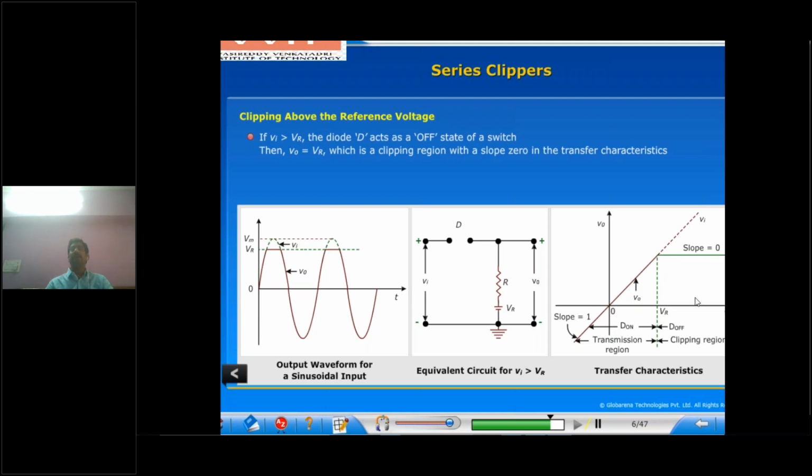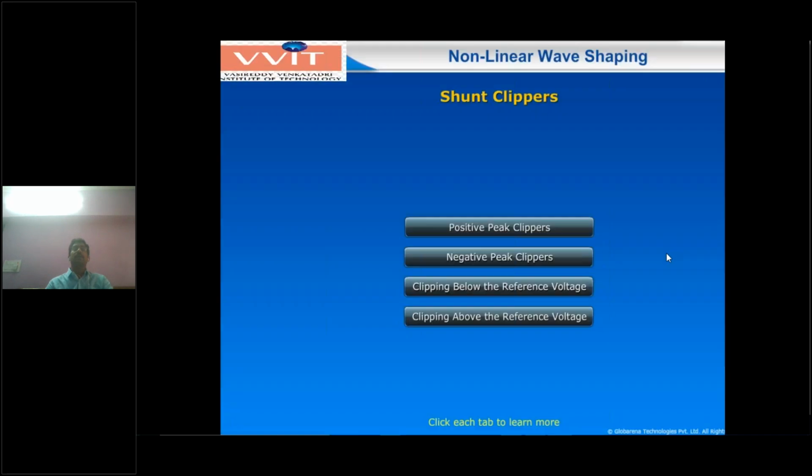And this is called the transfer characteristic curve. The x-axis is the input voltage and the y-axis is the output voltage. Whenever the diode is in the on condition, V0 equals Vi. Whenever the diode is in the off state, that is Vi greater than VR, the slope equals 0 and the output voltage equals VR. So in that condition, the slope equals 0.